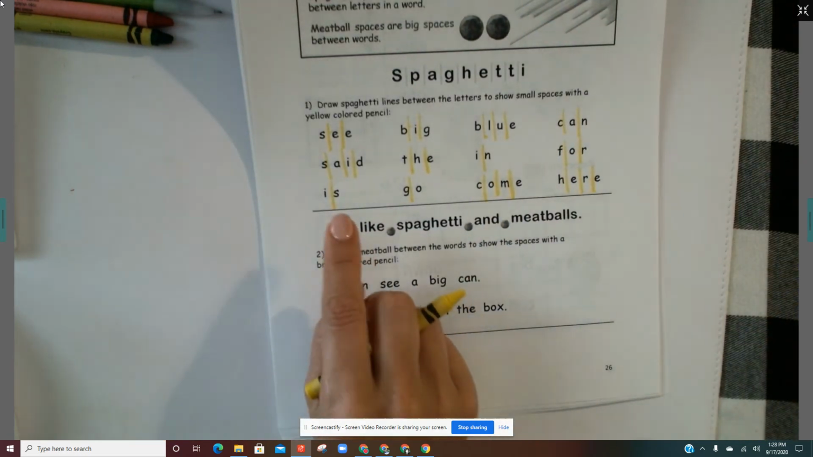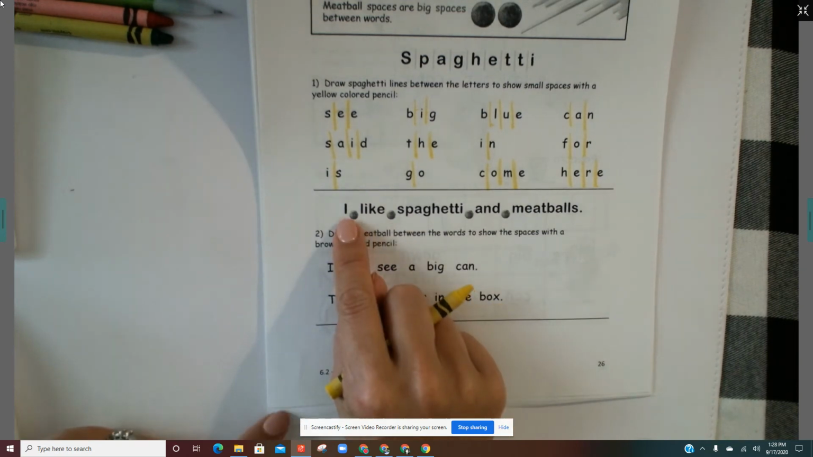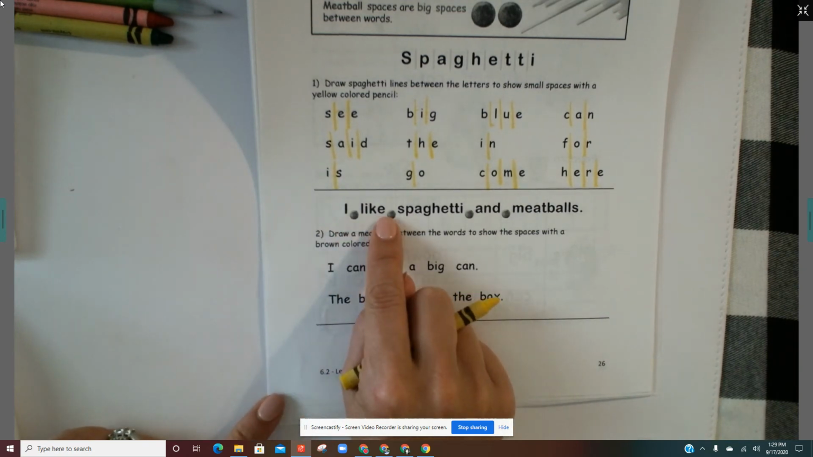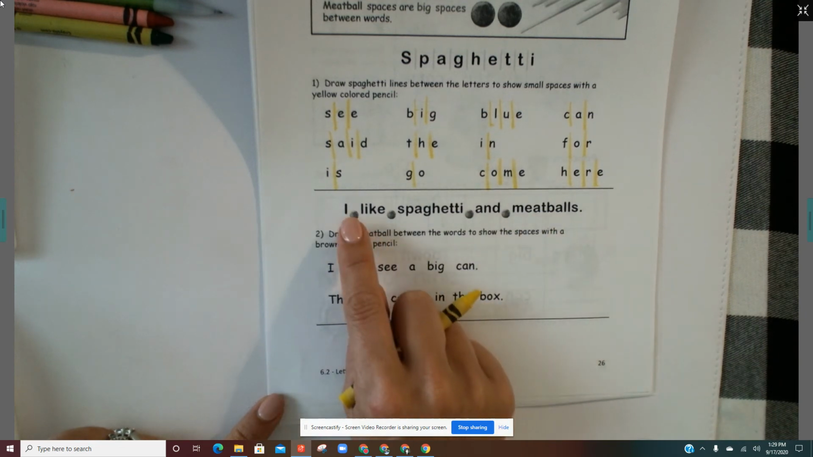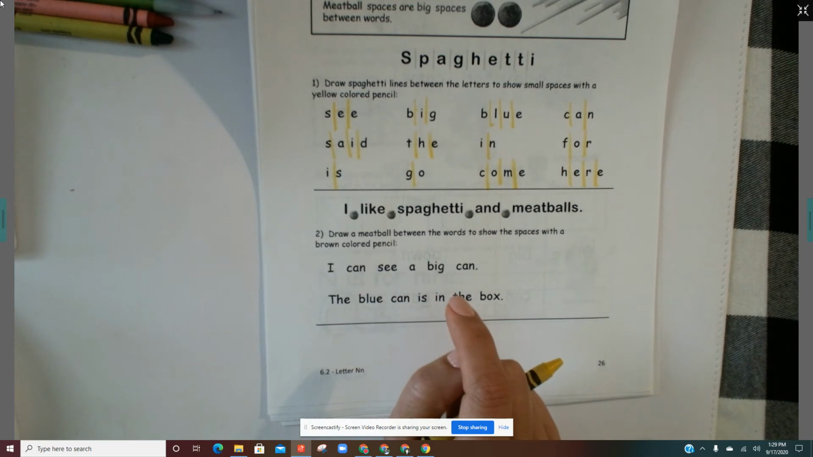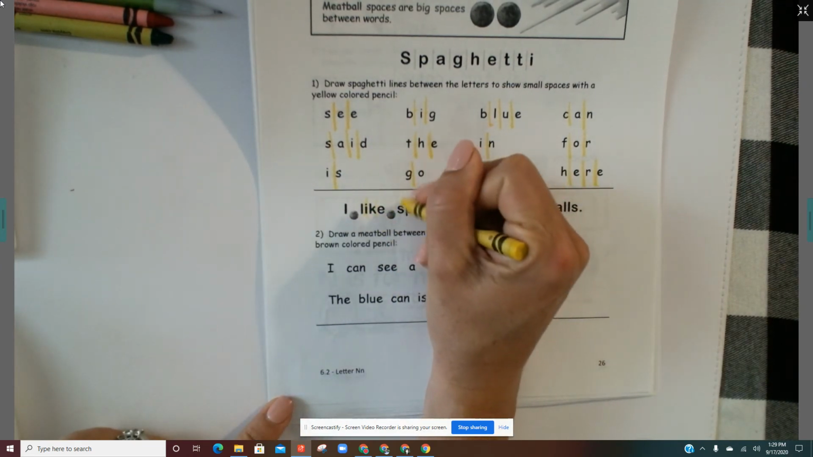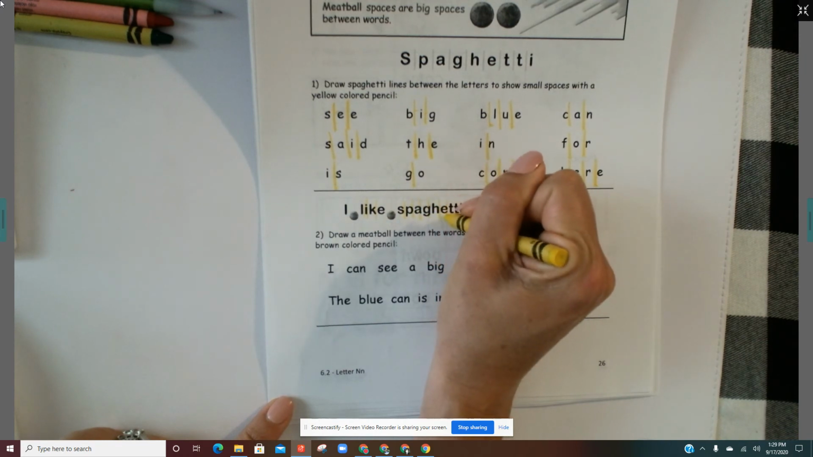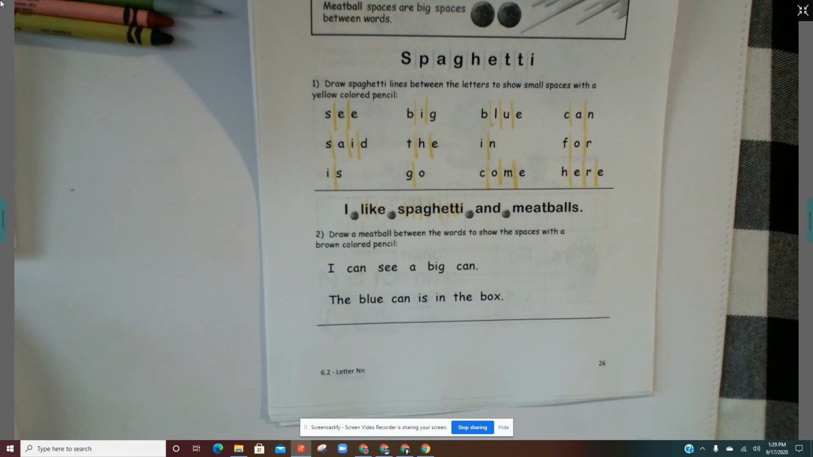Okay, next we have meatball spaces. Now let's read our sentence. It says, I like spaghetti and meatballs. See these big meatball spaces in between our words? Okay, so we have little spaghetti spaces in between our letters in our words. And then once our word is finished, we do a meatball space.